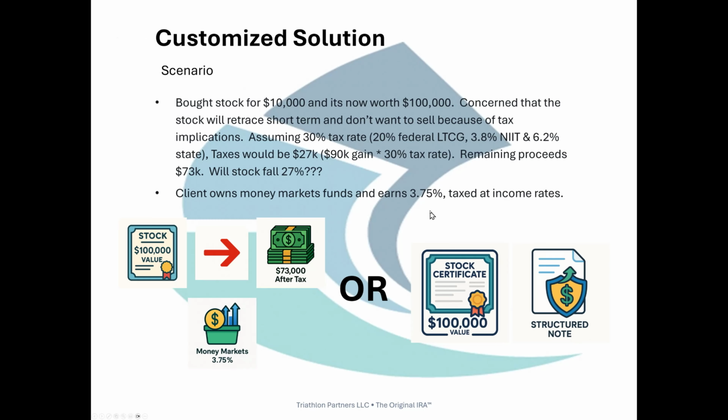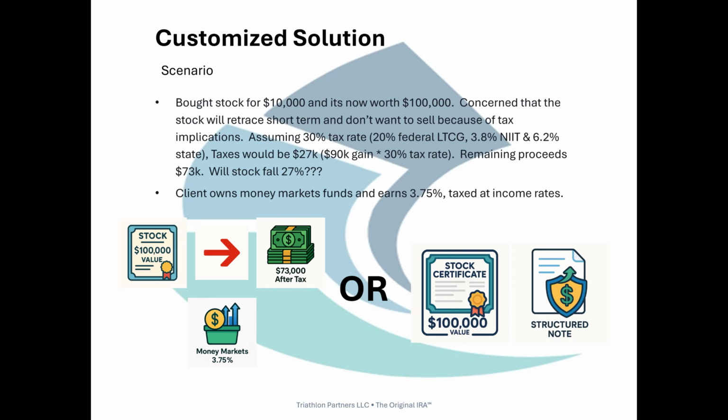Here's a customized solution. You bought a stock for $10,000 and it's now worth $100,000. You have a $90,000 gain. You're afraid the stock might retrace short term, but you don't really want to sell because of tax implications, right? So those tax rates I have up there, you're going to be paying about $27,000. You'd be left with $73,000. So you have to say, is the stock going to fall 27%? You might want to mitigate some short-term losses.